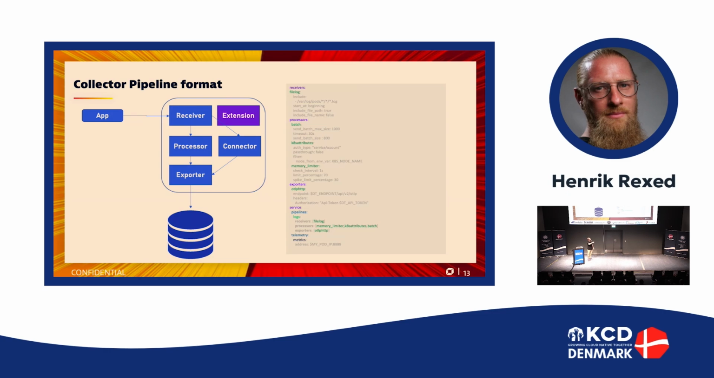So I start with memory limiter. Then I go to Kubernetes attributes. And then I finish with batch. So this is where you define a sequence. So that's the difference between the pipeline logic that you have in the collector and Fluent Bit.